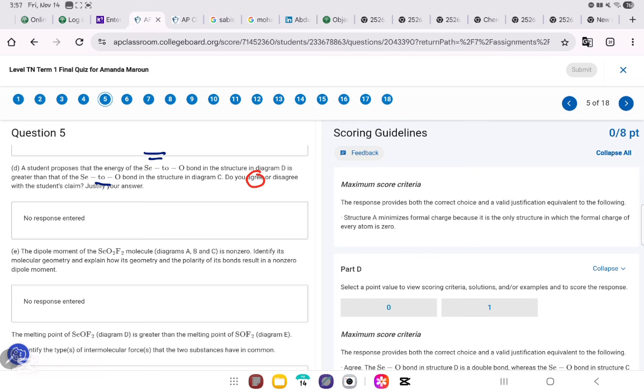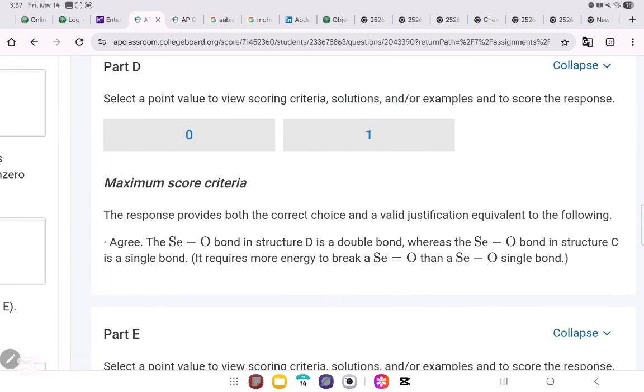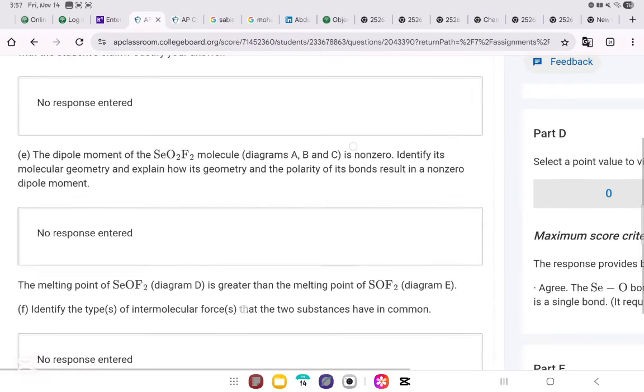Let's read the answer. The SeO bond in structure D is a double bond. Double bond requires more energy to break, whereas the SeO bond in structure C is a single bond. Single bond requires less energy to break. We'll move on now to question number E.